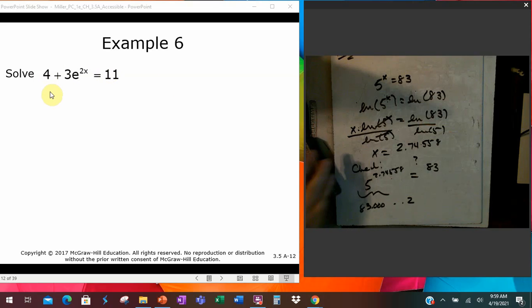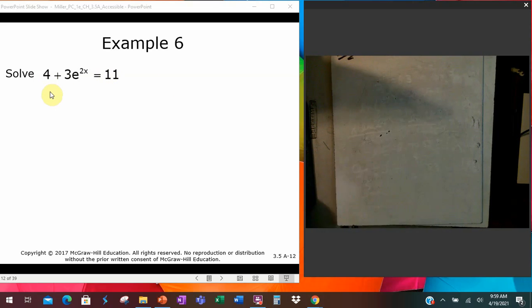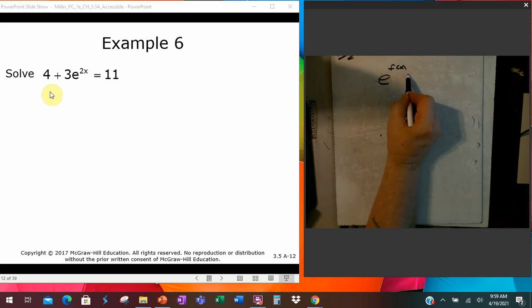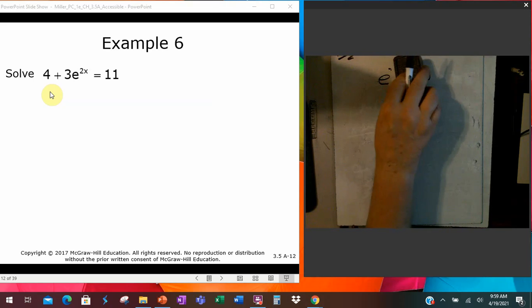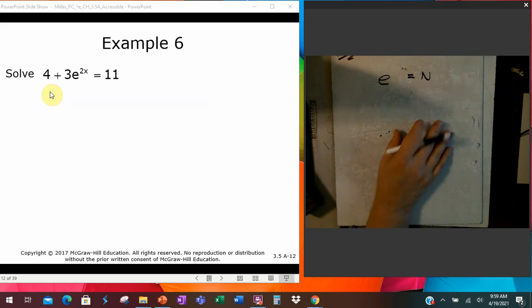So now this gets a little more complicated, but we're going to do the very same thing. We just have to set it up into the right form. I want to go all the way to the point that I have just e to some expression equal to some number, and then I'm going to take the log of both sides, and that'll give me some expression in x.